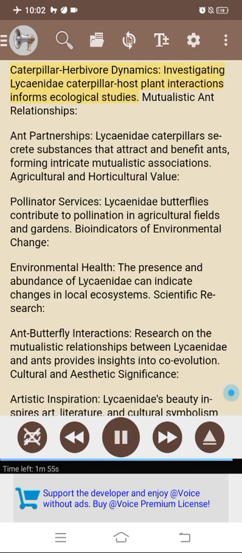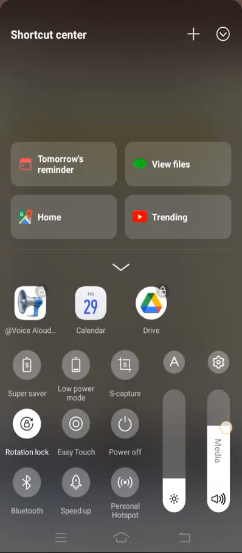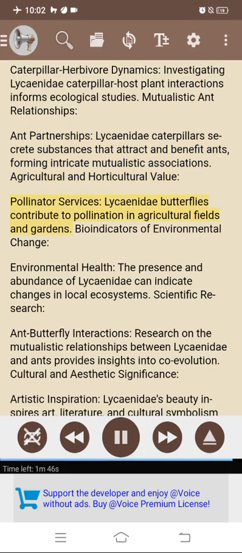Host plant interactions. Caterpillar herbivore dynamics. Investigating Lycaenidae caterpillar host plant interactions informs ecological studies. Mutualistic ant relationships. Ant partnerships. Lycaenidae caterpillars secrete substances that attract and benefit ants, forming intricate mutualistic associations. Agricultural and horticultural value. Pollinator services. Lycaenidae butterflies contribute to pollination in agricultural fields and gardens. Bioindicators of environmental change. Environmental health. The presence and abundance of Lycaenidae can indicate changes in local ecosystems.